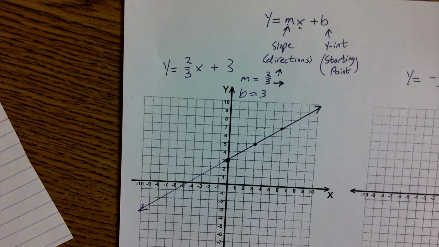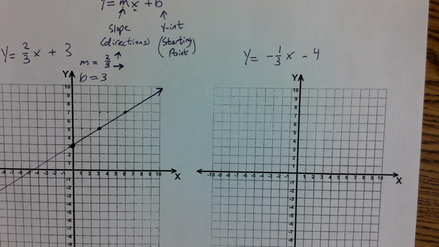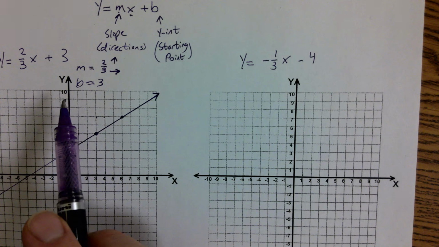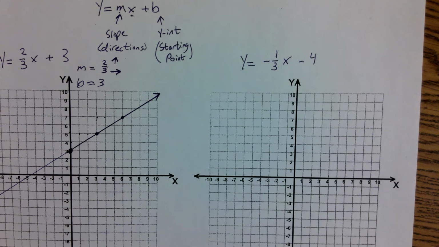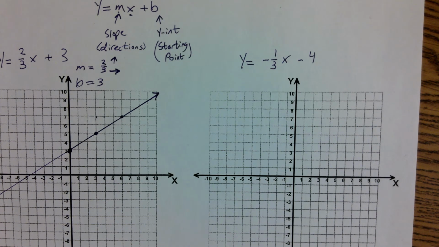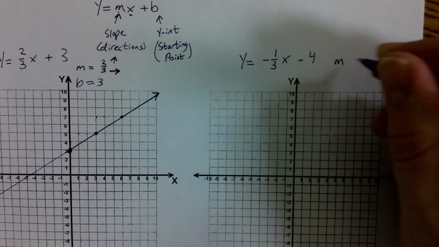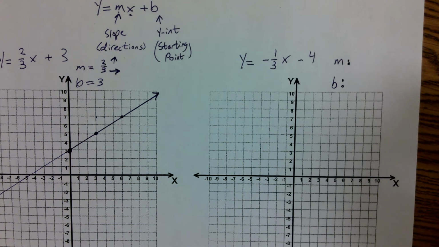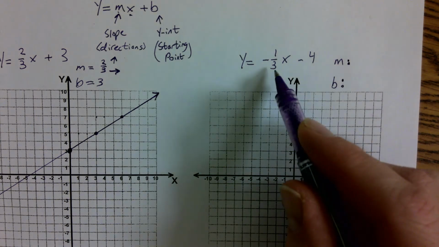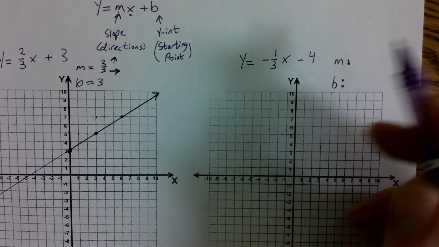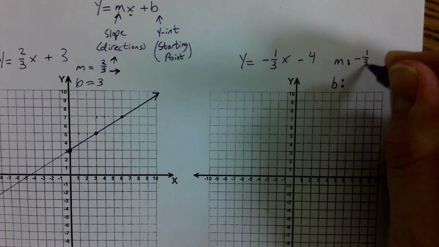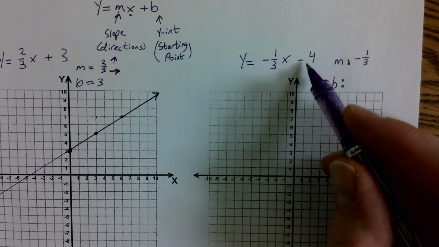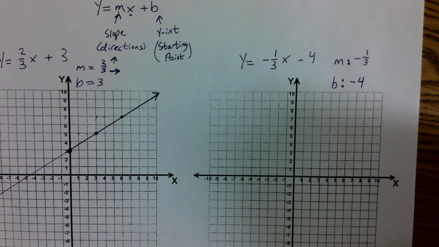All right, so let's try another one. Over here, I have y equals negative 1/3 x minus 4. So it's kind of the same as what we did over here. It's in slope-intercept form. All the ones we do in this video will be slope-intercept form. So first, let's state what our slope is and what our y-intercept is. The slope, remember, is always next to the x, so that's going to be negative 1/3. The y-intercept doesn't have the x, and this is going to be a negative 4.